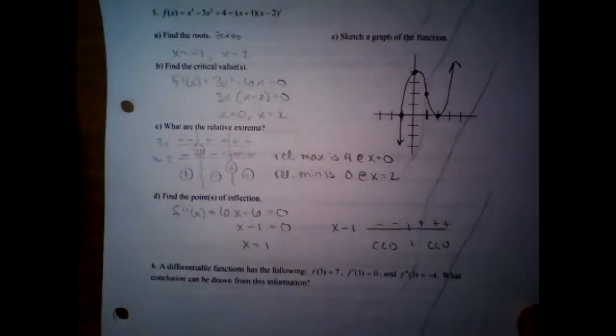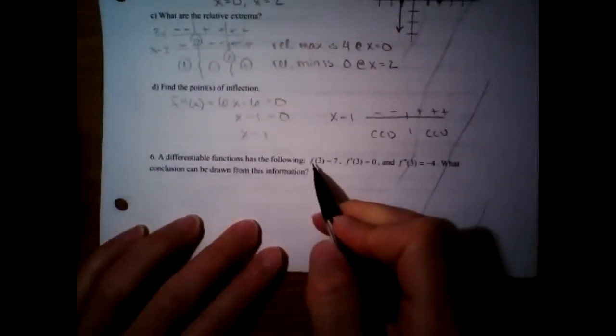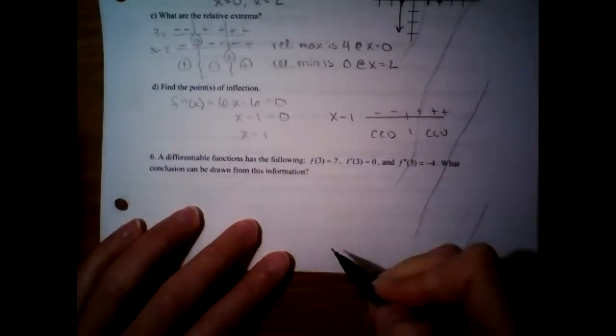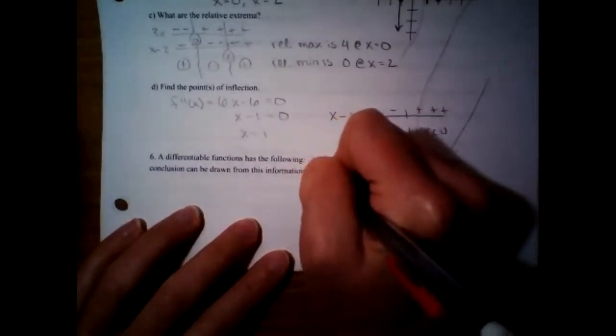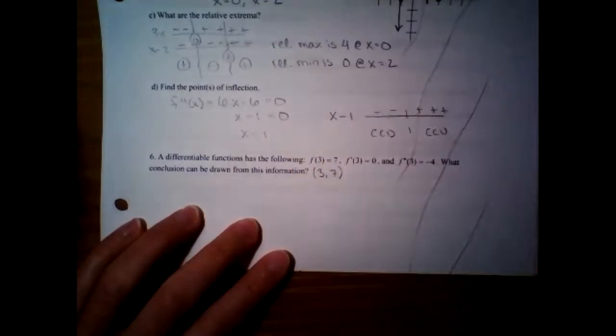And then I'll just have time for this last one here. Number 6, it says a differentiable function has the following information, right? So let's read through this and see what we've got. F of 3 equals 7. All right, cool. That just means you have the point (3, 7) somewhere on the graph. That's what that's telling you. The point (3, 7) exists on the graph. That's all we can get out of that.